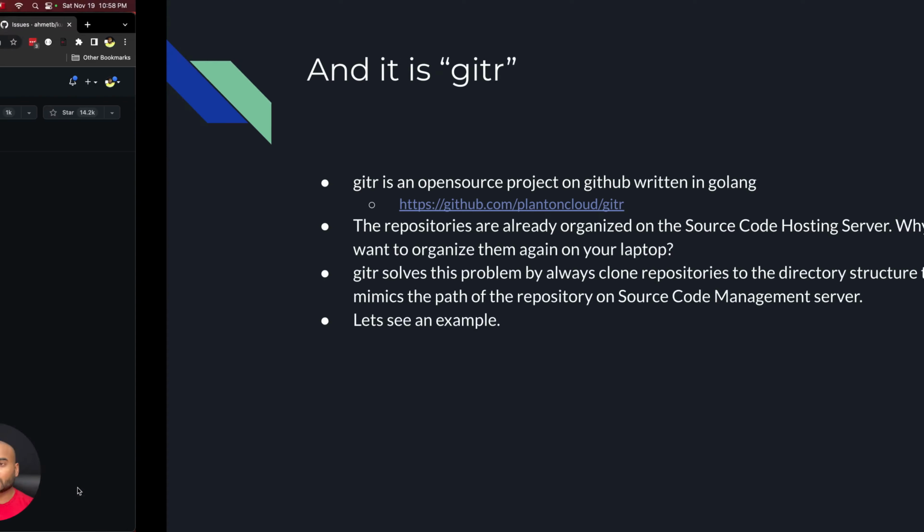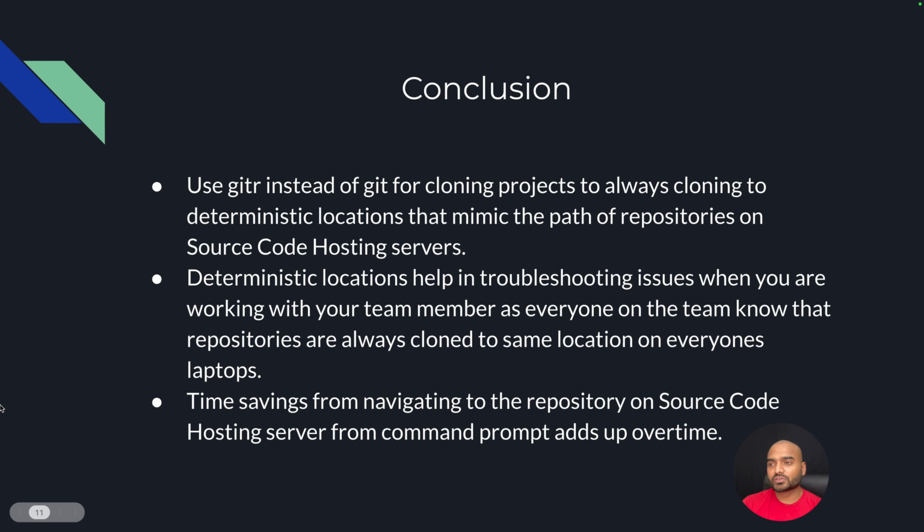That brings us to the conclusion, and to summarize, use gitr instead of git for cloning repositories because it offers deterministic locations, and deterministic locations help in troubleshooting issues when you're working with your team members, as I mentioned previously. And the time savings from navigating to the repository on the web browser from the command line, those tiny time savings will add up over time, which can be used to do awesome things. I hope this video helped you take advantage of the gitr tool to get good at organizing code on your laptop or quickly navigating to various projects on the web. Thanks for watching.